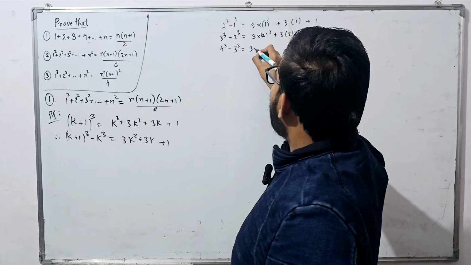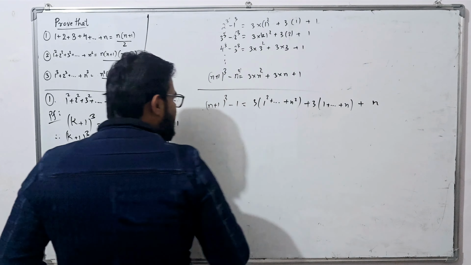Now just add all these expressions. What you get when you add is that this and this get cancelled, and this, and likewise all of these, just like the previous one. So you get n plus 1 whole cube minus 1 is equal to 3 times 1 square plus till n square plus 3 times 1 plus and so on till n. How many terms are there? n. So we get n over here.